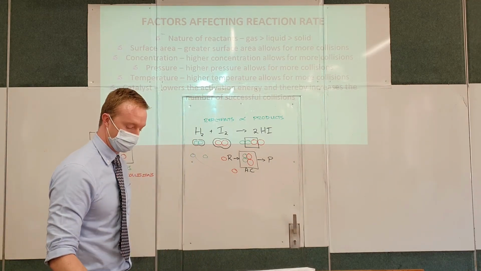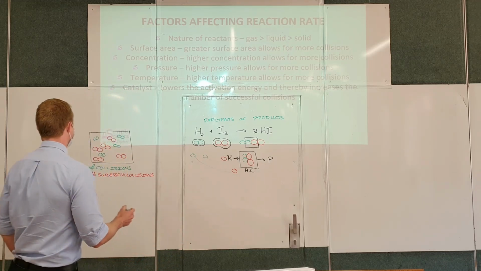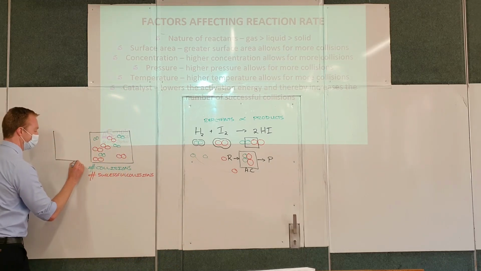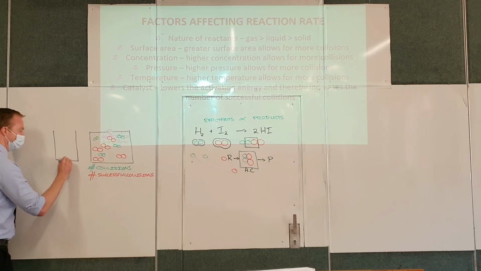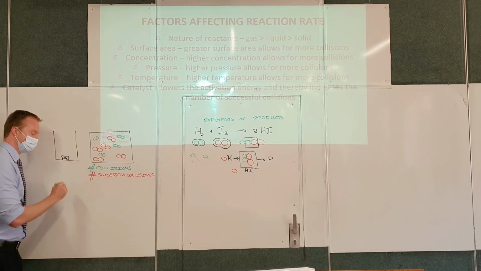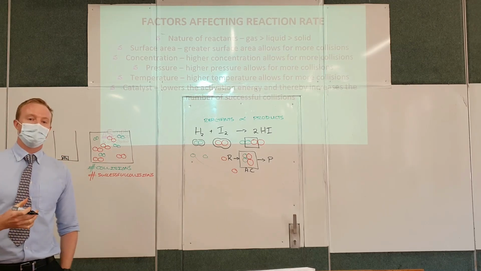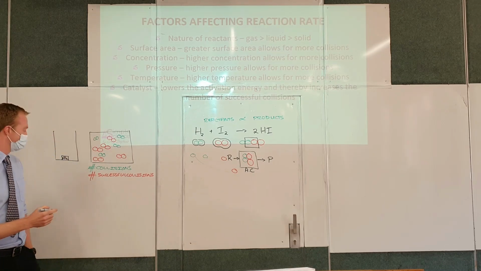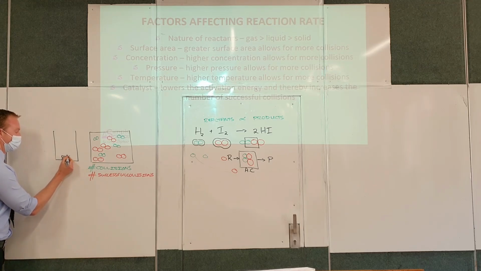So for example, if we have a container here that contains a piece of solid carbon dioxide, the only place where collisions can happen is on the surface of that carbon dioxide.